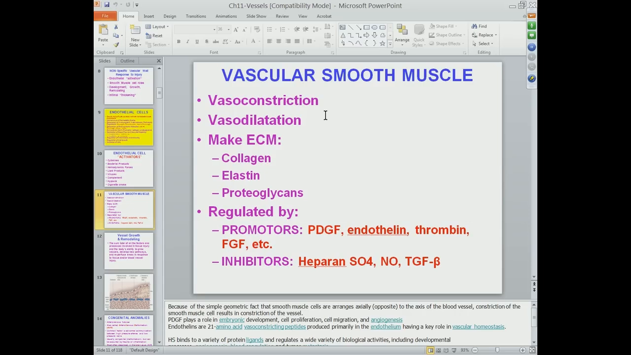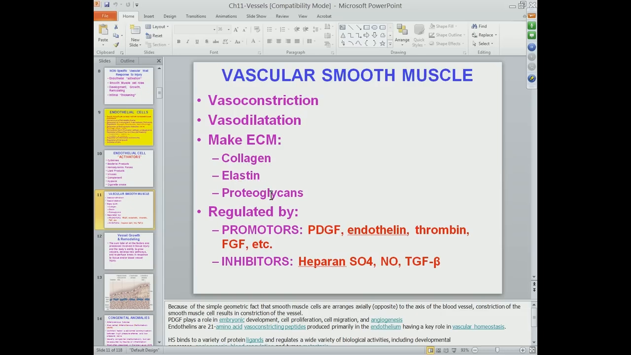So for a smooth muscle cell to constrict, it means the muscle constricts. For a smooth muscle cell to dilate, it means the whole blood vessel dilates. Also remember, vascular smooth muscle is much more than just a little guy that squeezes under a variety of conditions. It also makes collagen. Isn't that interesting? It also has a role in making elastin.